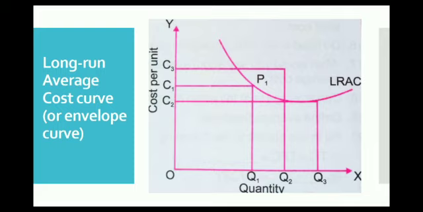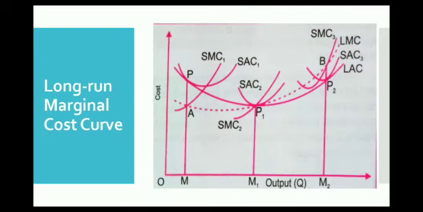So the next one is the long run marginal cost curve. The long run marginal cost curve can be derived from the long run average cost curve because the long run marginal cost curve is related to the long run average cost curve in the same way as the short run marginal cost curve is related to the short run average cost curve. You see here in this figure, suppose OM output is produced, then it must be produced on the LAC curve at point P, where SAC1 is tangent to LAC. Thus, OM output will be produced with the plant corresponding to SAC1 and SMC1.